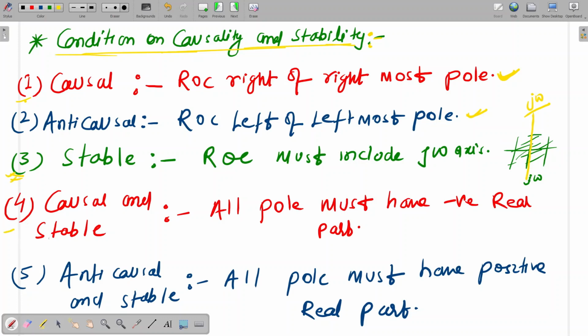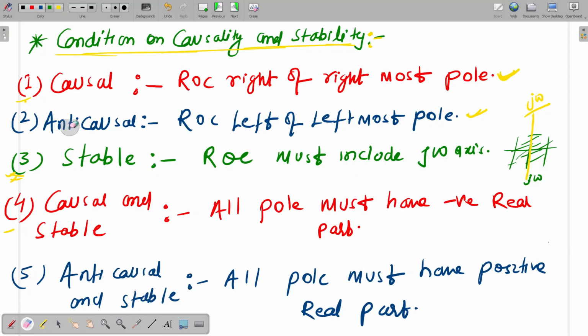Then the fourth condition is causal and stable, so this is a combination of these two. If causal and stable, all poles must have a negative real part. So if all poles have a negative real part and the ROC is to the right of the rightmost pole, then it already includes the j omega axis. So it will satisfy both conditions.